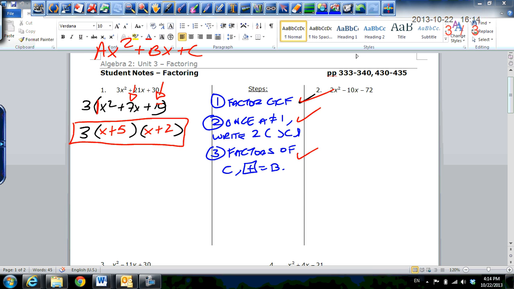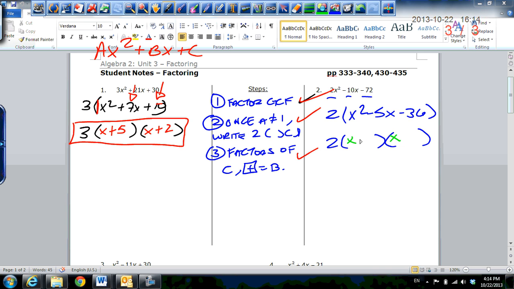Number 2 works the exact same way. What you can take out of all 3 of those is a 2. So I get x squared minus 5x minus 36. A is 1 now, so I rewrite it as 2 different sets of parentheses. Try and see what times what is going to make negative 36. There's a lot of factors. You've got 12 and 3, 9 and 4, 36 and 1. You've got negatives too, so you have to throw those in as well.